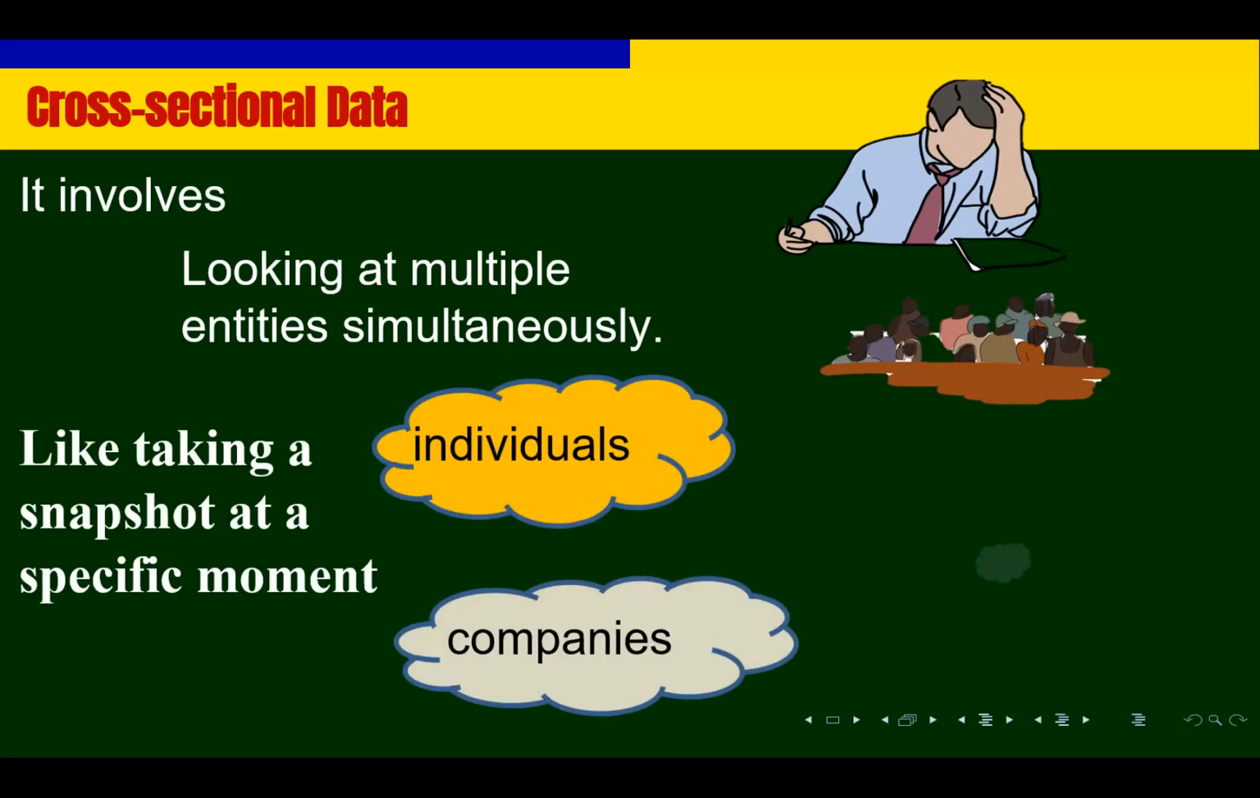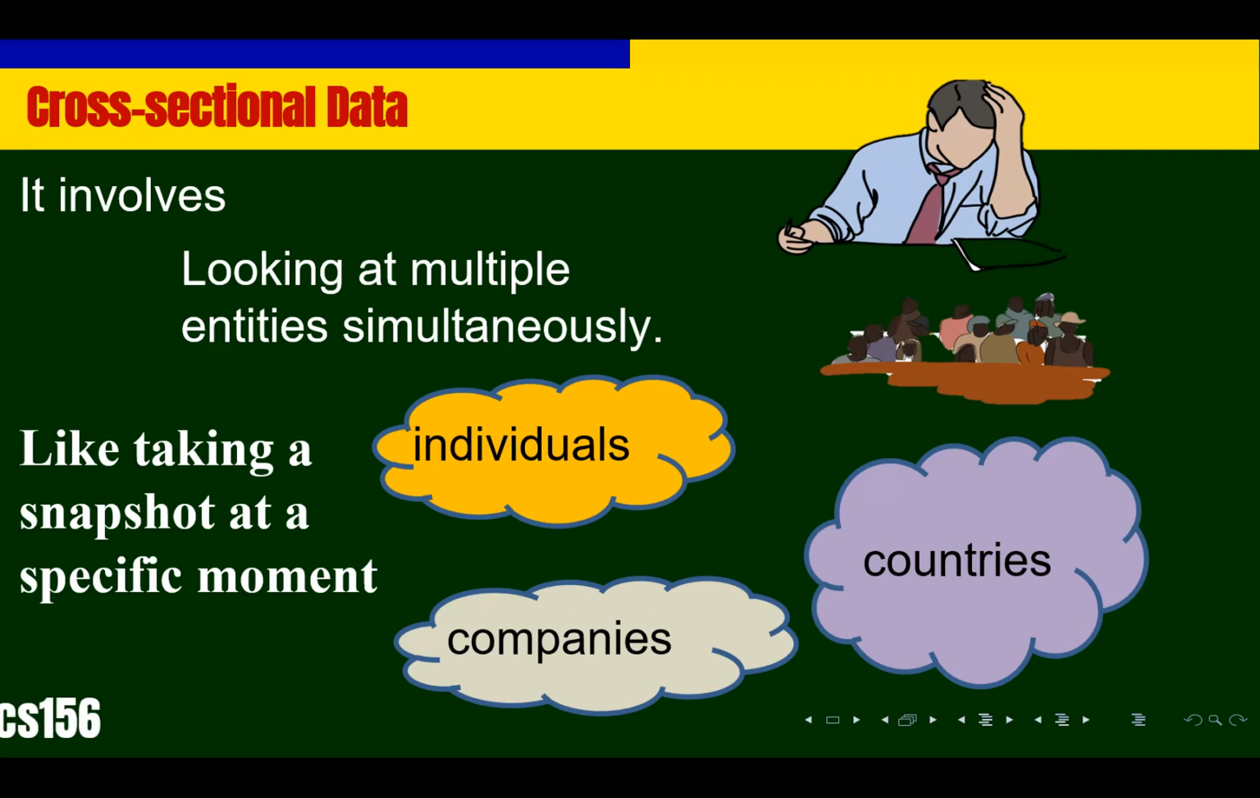For example, conducting a survey on income levels across various households in a city provides us with cross-sectional data. It's fantastic for comparing entities at a specific point in time, giving a snapshot of the present. However, it might miss out on capturing dynamic changes over time.